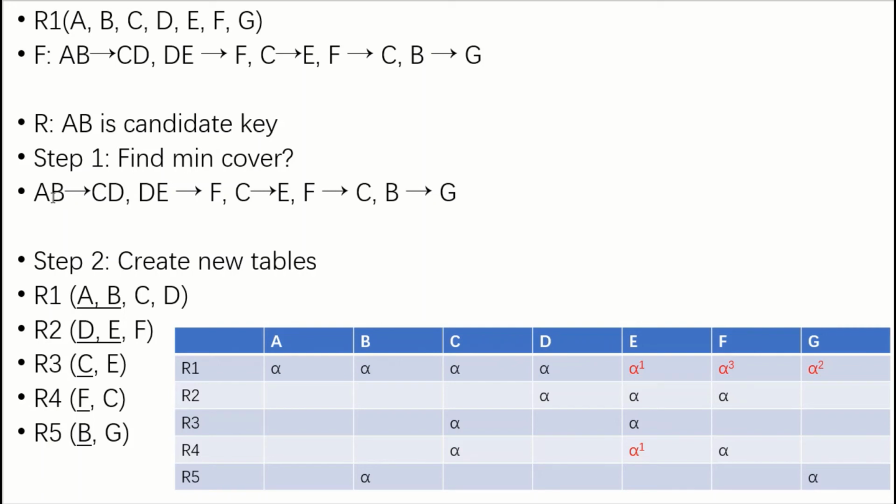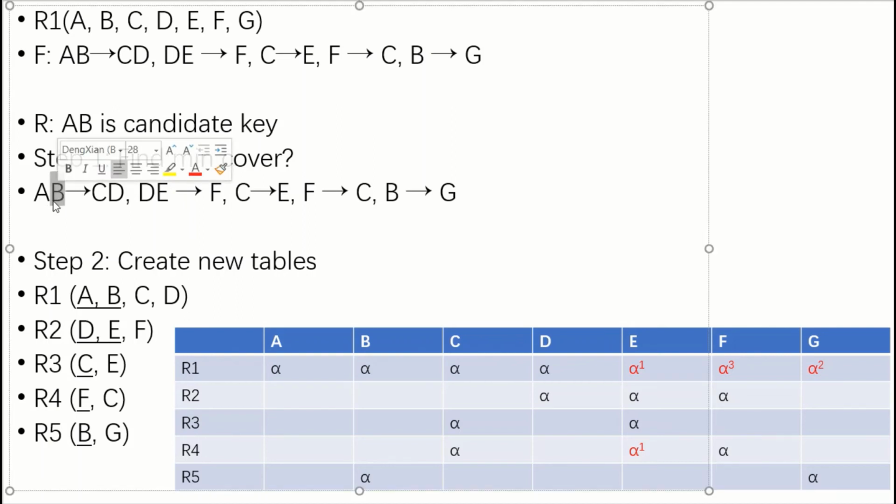What's the closure of B? Closure of B is B and G. There is no A, so I can't drop A as well. So AB will have to be present in this functional dependency. DE implies F. Can I drop D? Closure of D is D, and that's all. So I can't drop it. Can I drop E? What is the closure of E? Closure of E is E itself. So I can't drop E. So both of them will be required for this FD.